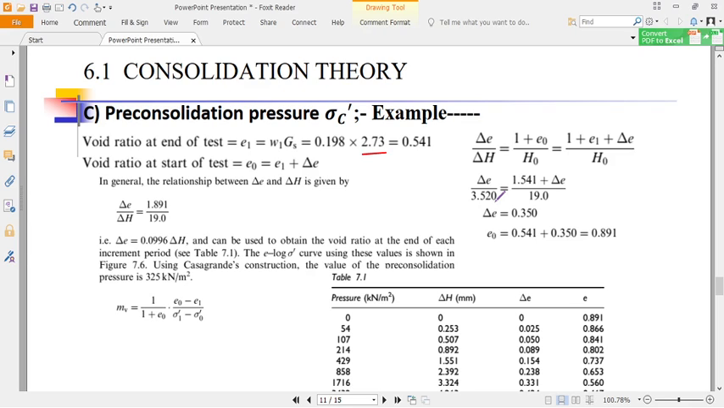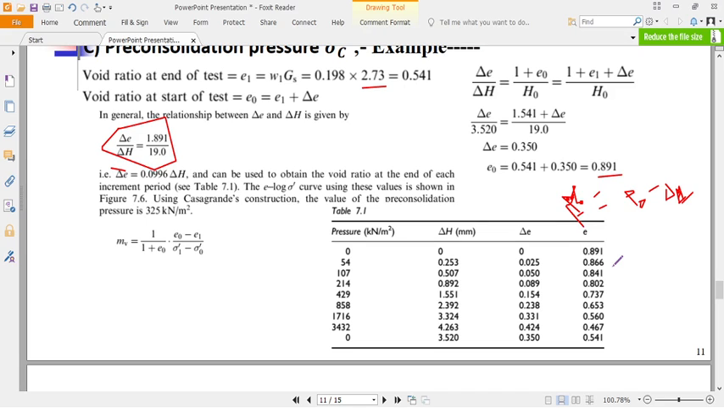So after determining this, the void ratio at the end of application of this pressure will be the original one, E naught, minus the change, which gives 0.8. Then we go to the next one.